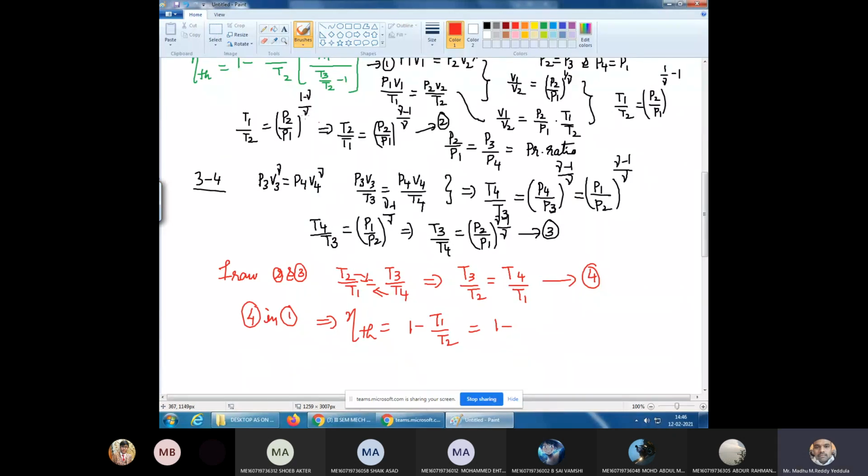We know T2 by T1 is equal to this one. T1 by T2 is nothing but the reciprocal of that. It means I can say 1 by pressure ratio RP. Pressure ratio, I can use the symbol R suffix P. 1 by RP power gamma minus 1 by gamma. This is the thermal efficiency of the Brayton cycle.